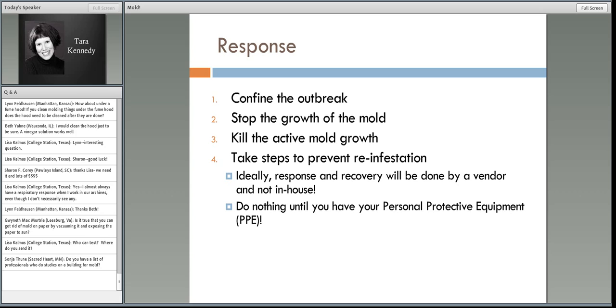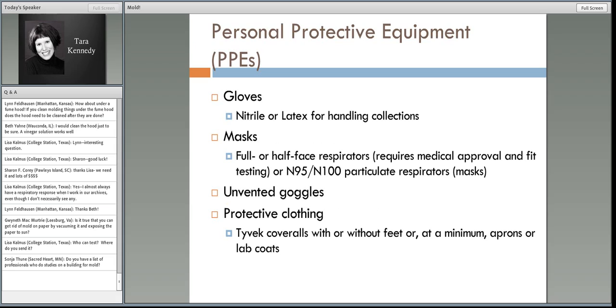So in terms of response, here are the four steps you need to think about. Number one, you need to confine the outbreak. You do not want this to spread further. I will be speaking about each one of these steps in more detail in slides coming up. Number two, stop the growth of the mold. Three, kill the active mold growth. And four, take steps to prevent reinfestation. Ideally, response and recovery will be done by a vendor and not by your in-house staff. And really, really important: do nothing unless you have personal protective equipment. I'll talk a little bit about that, because safety first, everyone.